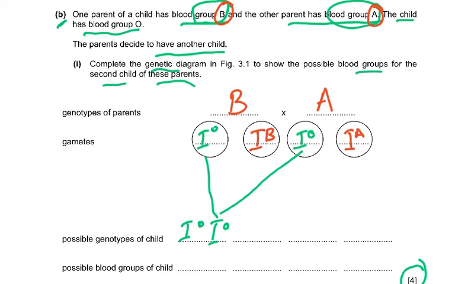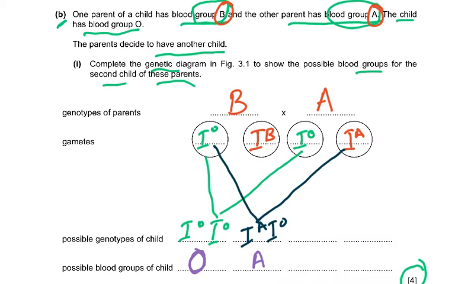Now let's look at the other possibility. The other possibility, I'm going to use another color for it, IO and IA. So this is going to be IAIO. The blood group of the child in this situation will be O group, which is a possible blood group of the child, because IO is the genotype, phenotype will be O group. This child will be A group.